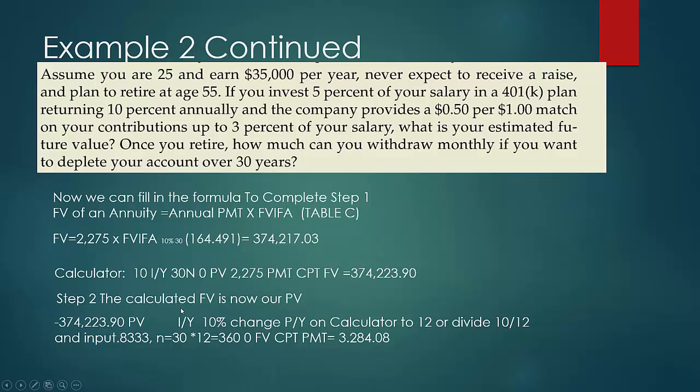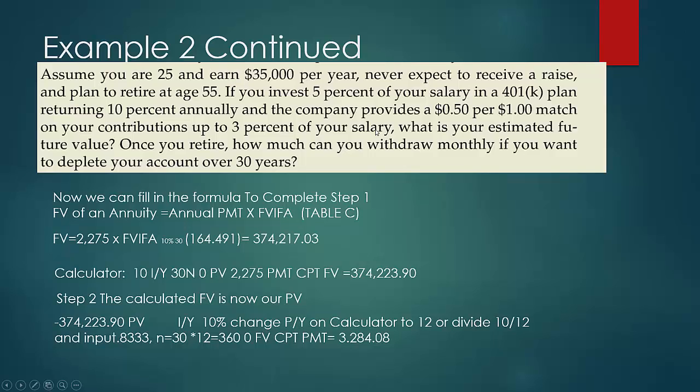Now, the future value becomes the present value once we retire. So the present value, our next calculation is, given that I've got this amount of money at 10%, what do I have to do to bring it down to 0 over a 30-year period of time?